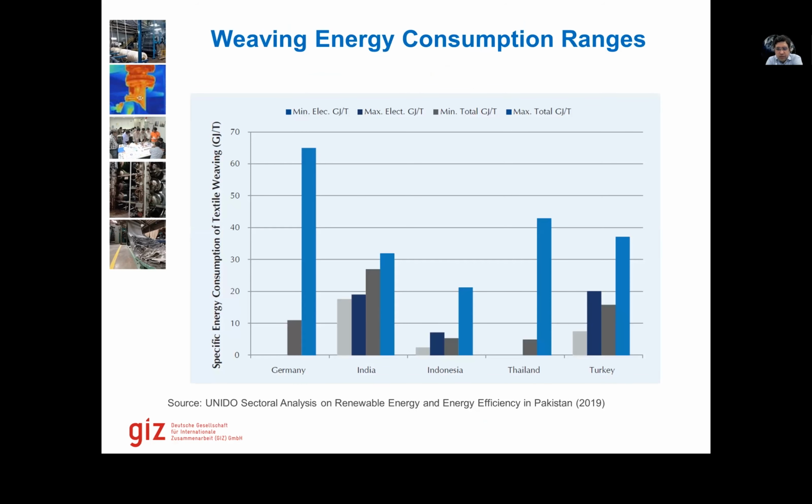So these are energy consumption ranges. For example, in Germany, they range from 11 gigajoule to 65 gigajoule per ton. In India, we have different ranges available, ranging from 18, 19 to 32, 33. Indonesia is lower, depending on what kind of fabric they're producing, what kind of yarn they have, is it mixed, is it synthetic. So this study did not provide us with these kind of variables. So these are hardly comparable. As you can see, these are not normalized. Only simple normalization is done, which can hardly be used.